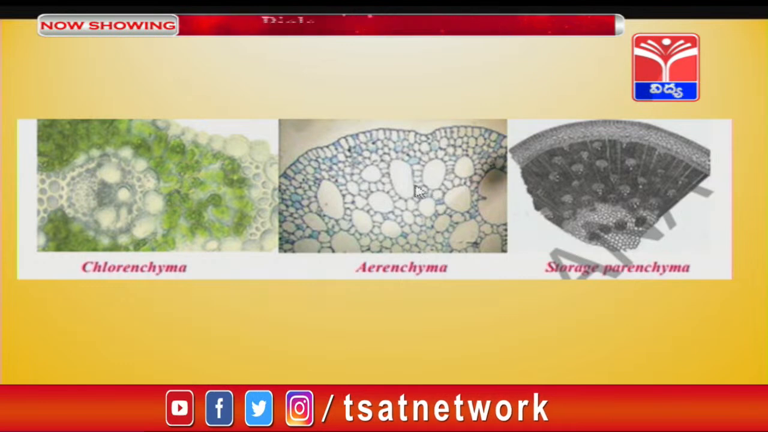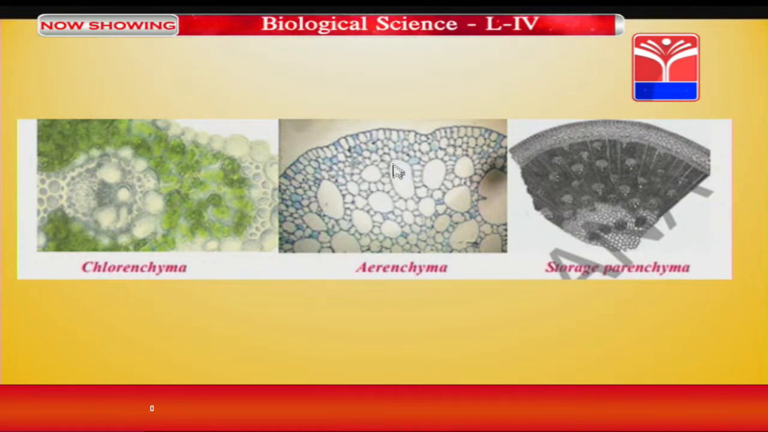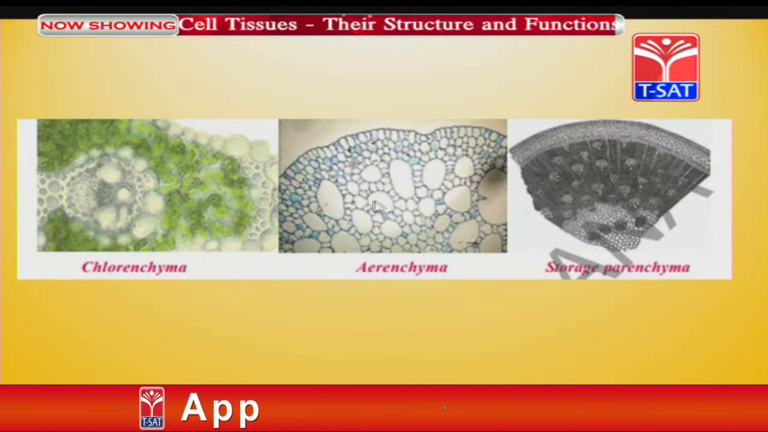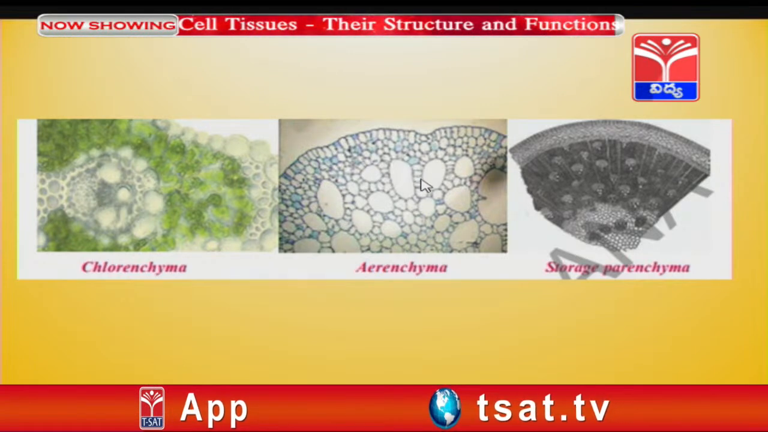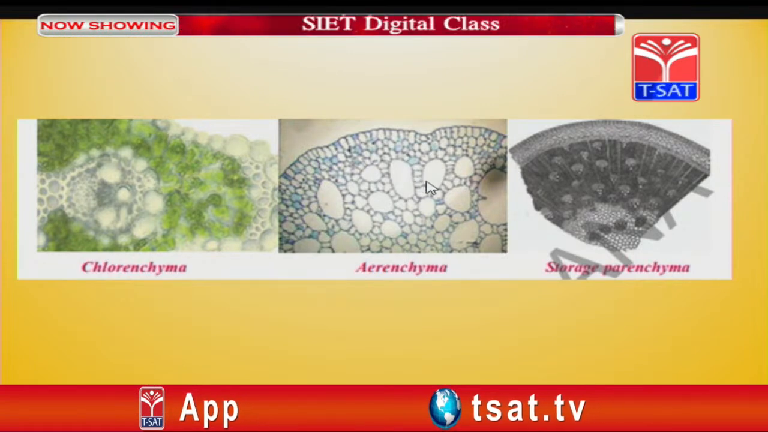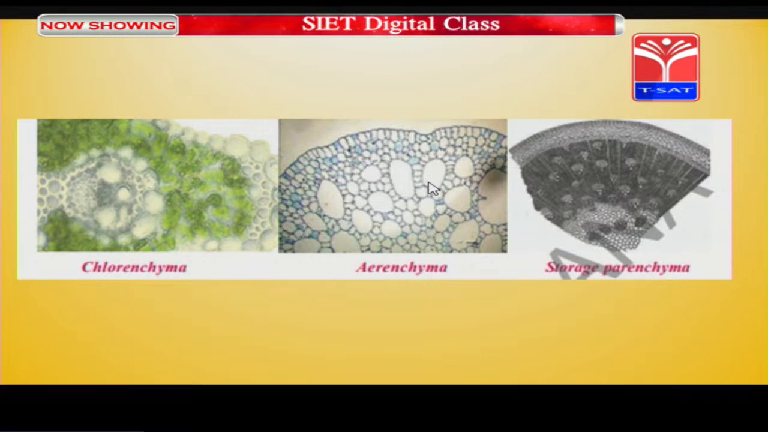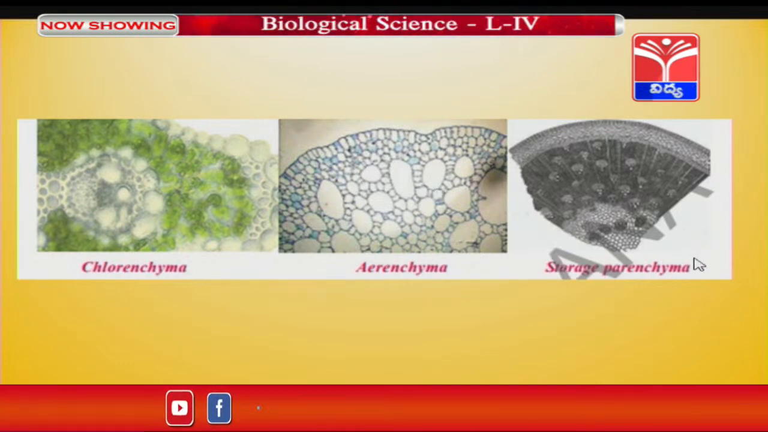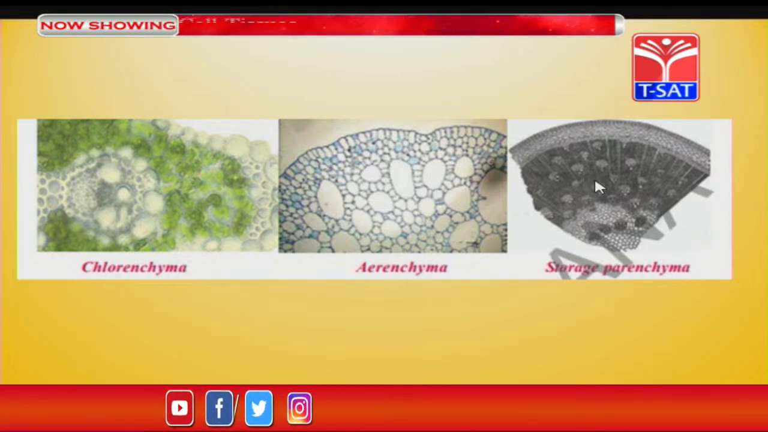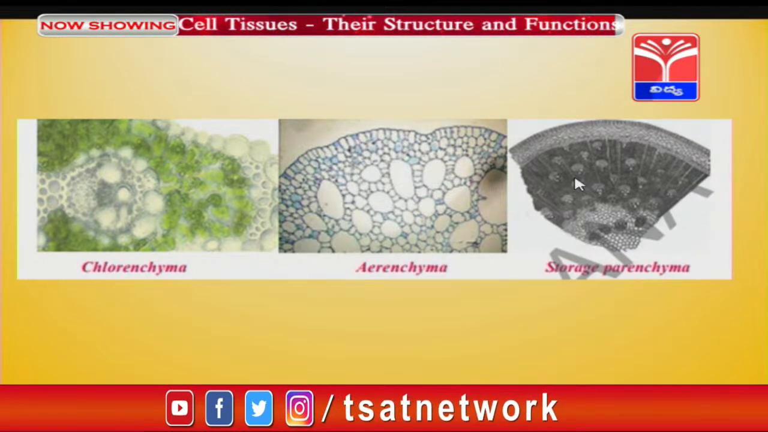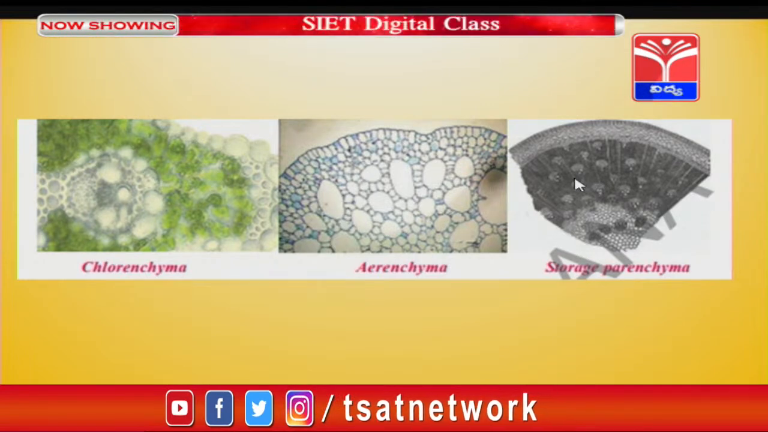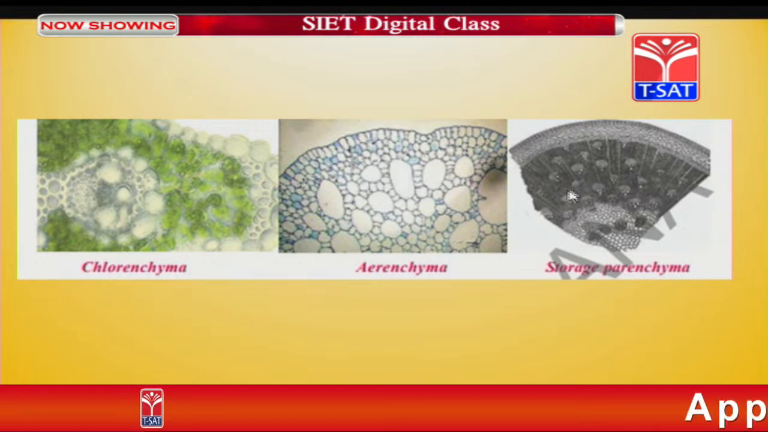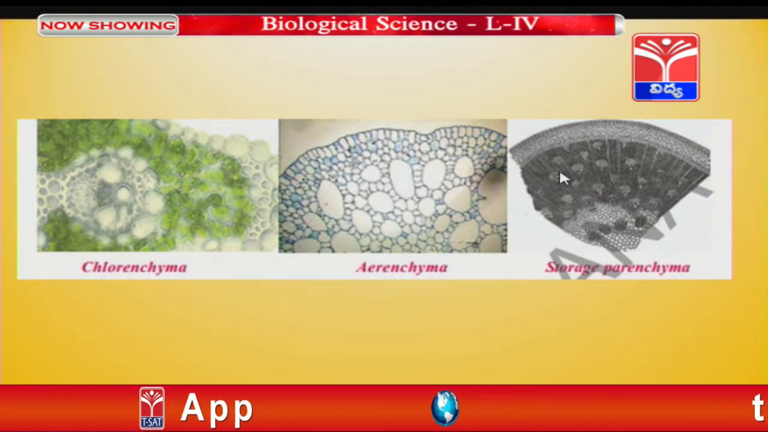Aerenchyma has air cavities or spaces, see here. This type of tissue is present in plants which float on water, like lotus. Storage tissue has cells that store water, waste materials and food. This type of cells you can see in potato.